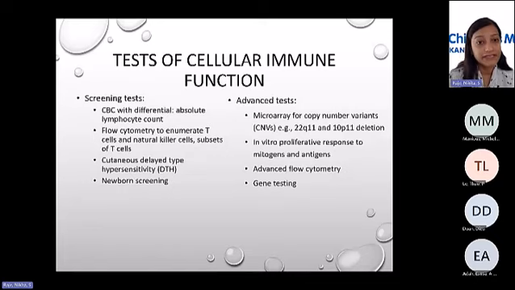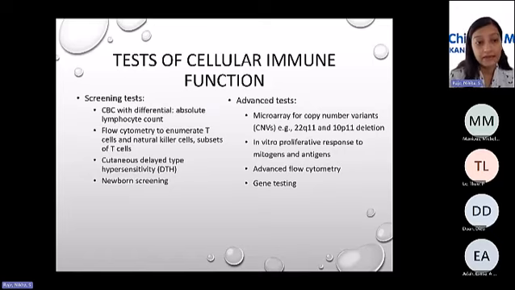For cellular testing, you would get a basic cell count that would give you absolute lymphocyte count, flow cytometry looking at lymphocyte subsets and naive and memory subsets of T cells, and then delayed type hypersensitivity testing, no longer as much done, and we use the proliferative response to mitogen and antigen stimulation more often for functional testing of T cells.